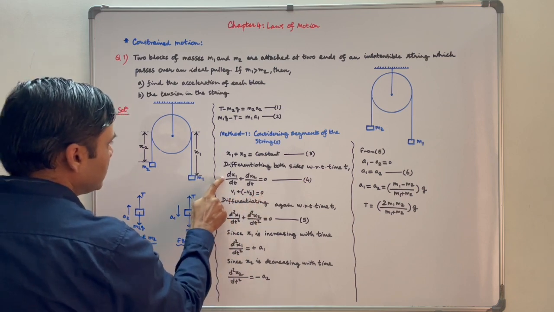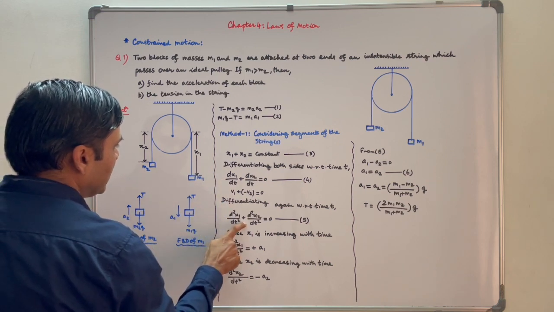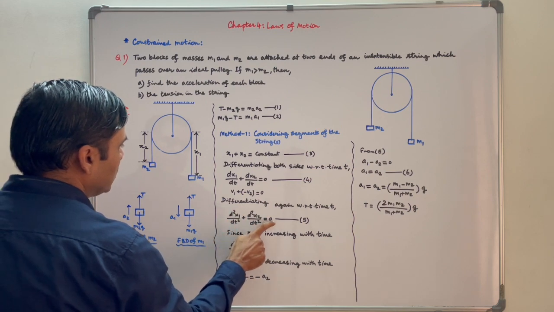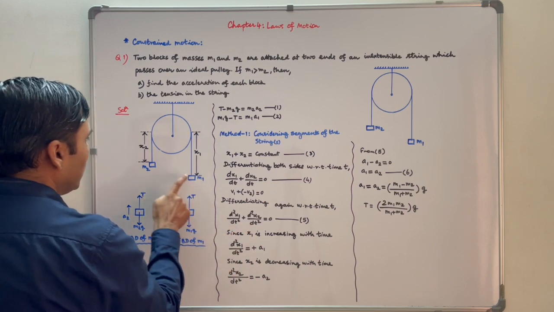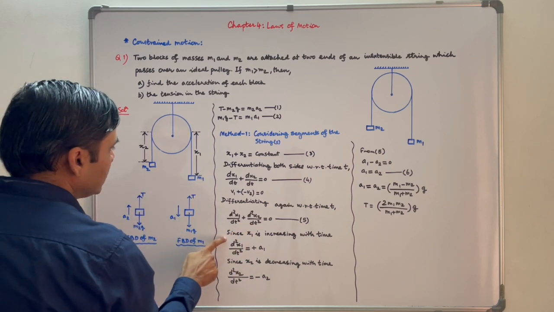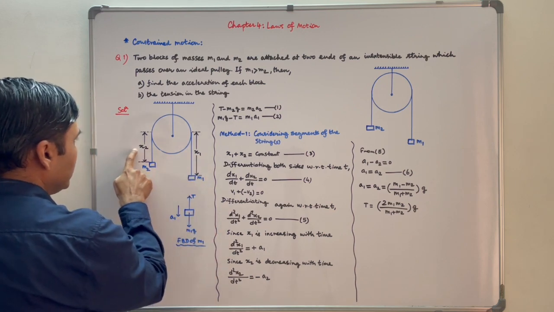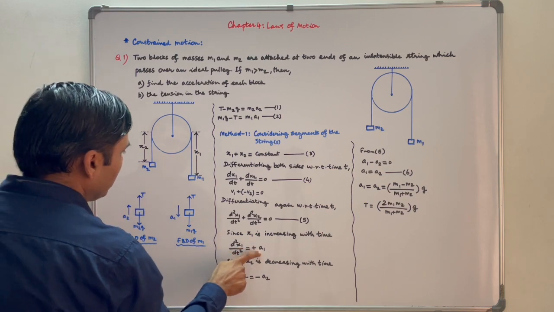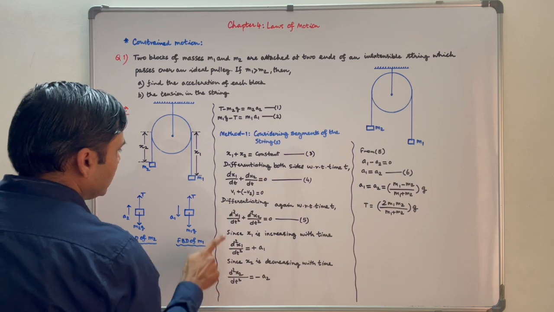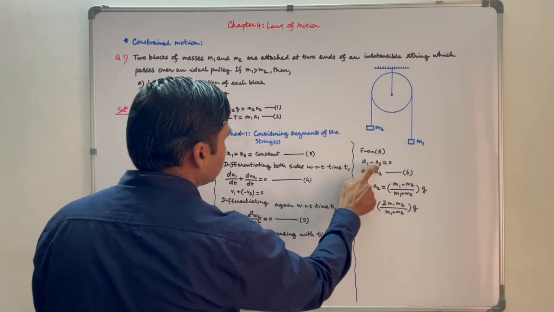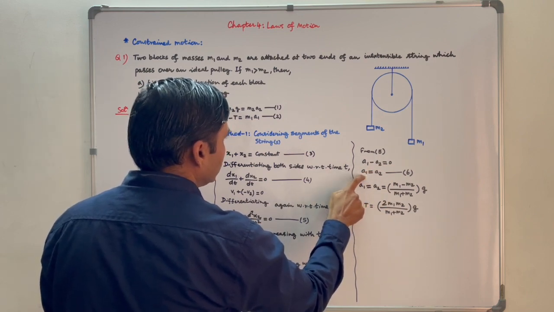Now differentiating this equation again with respect to time, we get d square x1 upon dt square plus d square x2 upon dt square is equal to 0. This is the acceleration of block m1 and this is the acceleration of block m2. Again, we will consider the same thing: increase of length as positive and decrease of length as negative. So we will write a1 as positive and a2 as negative. Putting these values in this equation, we get a1 minus a2 is equal to 0, or a1 is equal to a2. This is our constraint relation.